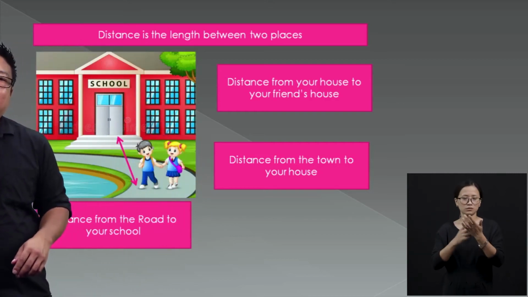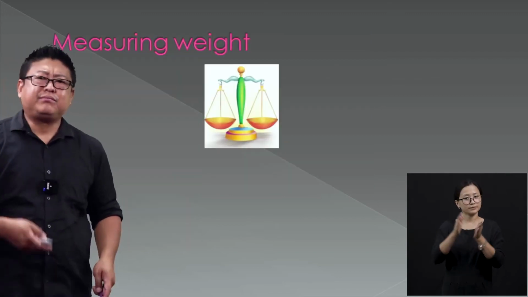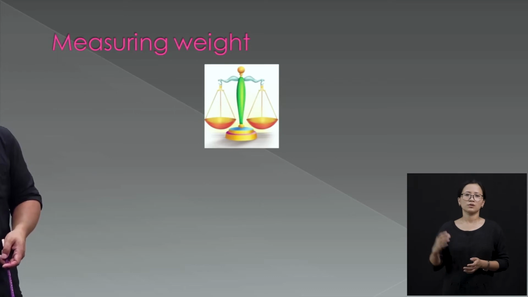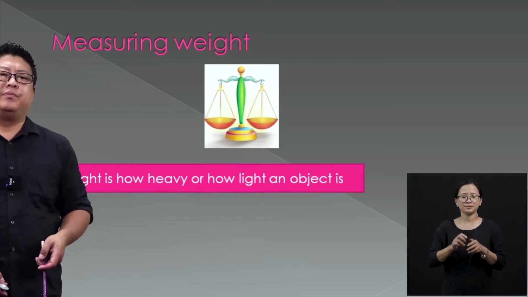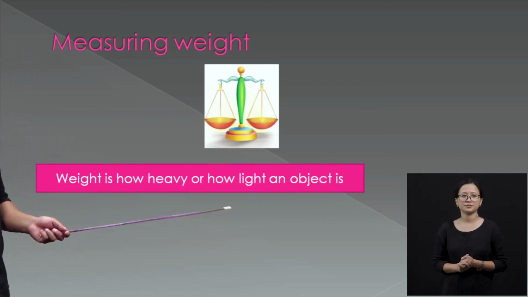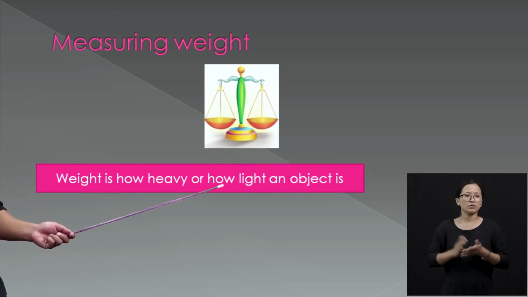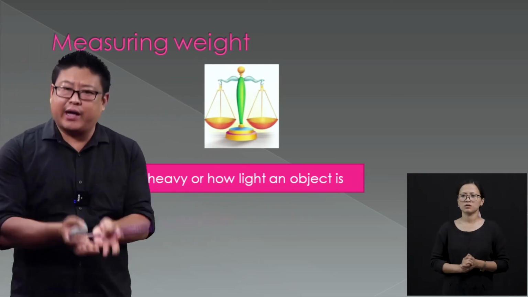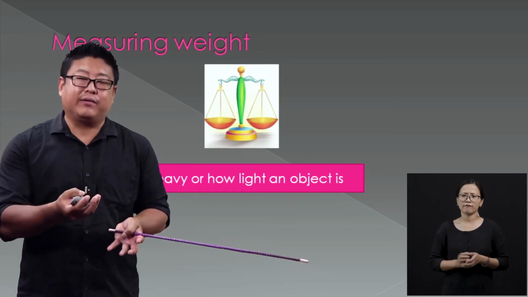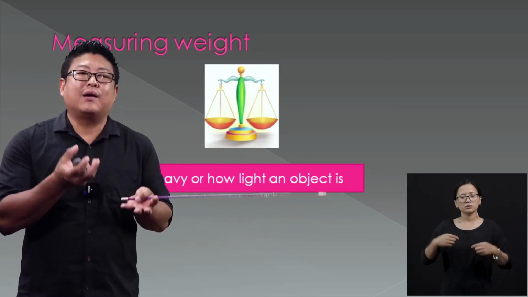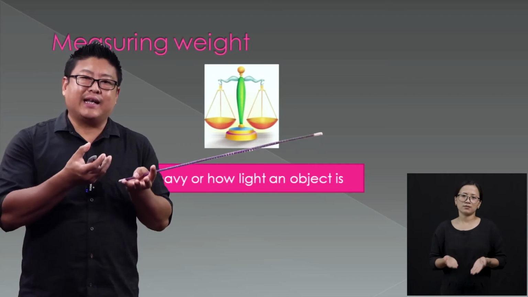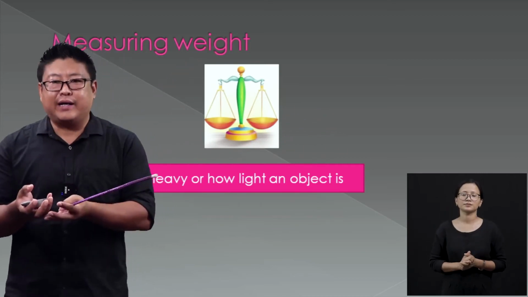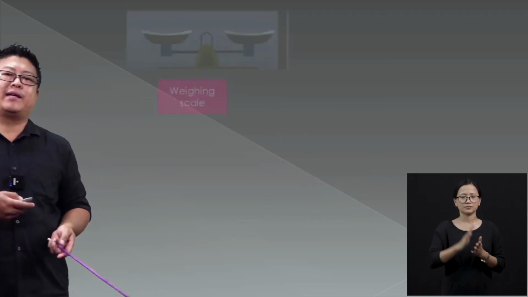Now let's look at the next topic. The next topic is about weight, measuring weight. So weight is how heavy or how light an object is. Some objects are very heavy, some objects are very light, okay? So this is called weight. We can say that it has a very heavy weight, it has a very light weight, right?